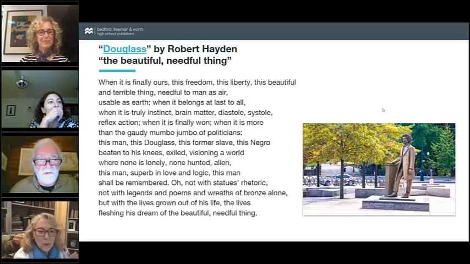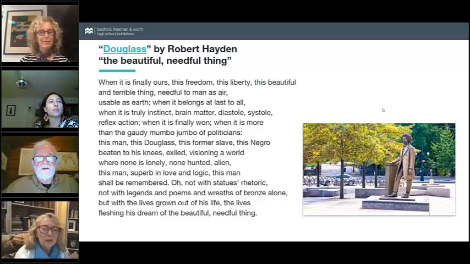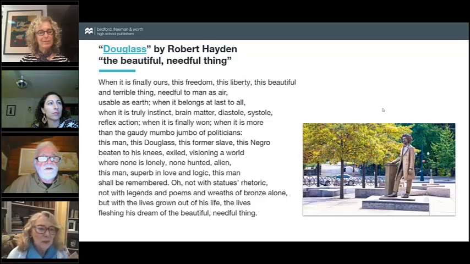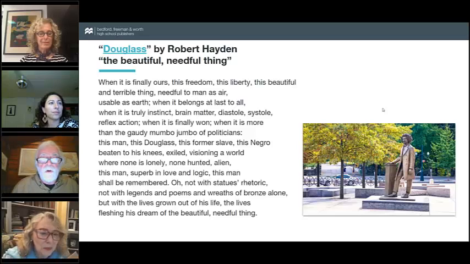to man as air, unstable as earth, when it belongs at last to all, when it is truly instinct, brain matter, diastole, systole, reflex action, when it is finally one, when it is more than the gaudy mumbo-jumbo of politicians, this man, this Douglas, this former slave, this Negro beaten to his knees, exiled, visioning a world where none is lonely, none hunted, alien. This man, superb in love and logic, this man shall be remembered. Oh, not with statues' rhetoric, not with legends and poems and wreaths of bronze alone, but with the lives grown out of his life, the lives fleshing his dream of the beautiful, needful thing.